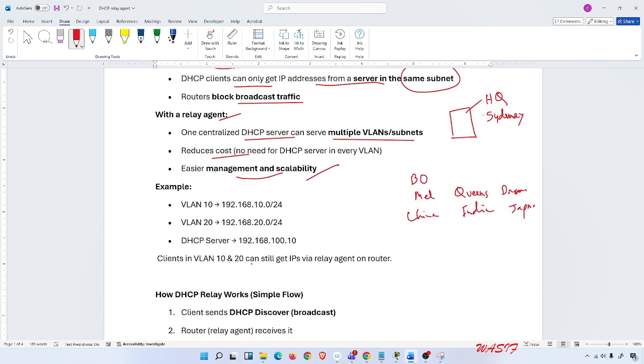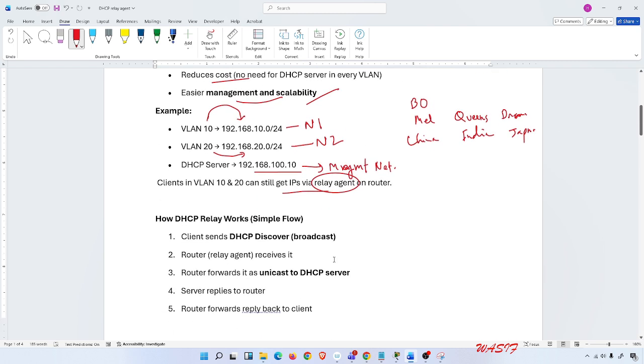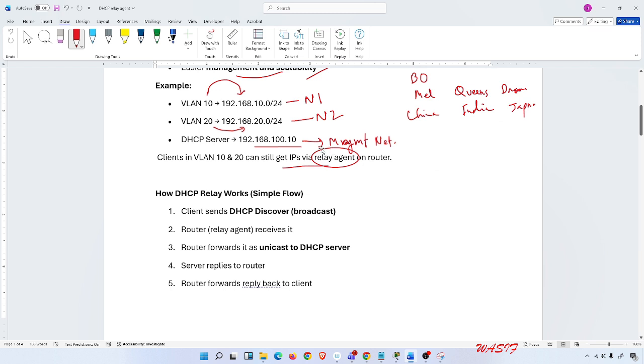Now for example, you have VLAN 10. Your VLANs have to be in different networks. So your VLAN 10 is in one network, let's say network 1. Your VLAN 20 is in another network, network 2. And let's say this is your management network. You will have your DHCP server in the management network, and it can serve all the other networks. You can still get the IP addresses, but you need a relay agent on the router. This is only possible if you have the relay agent.